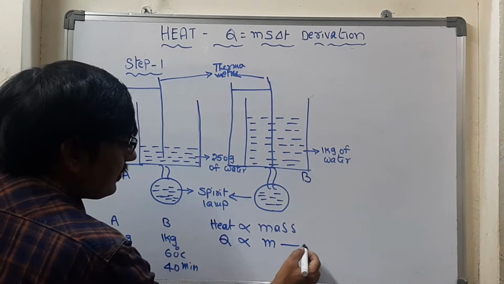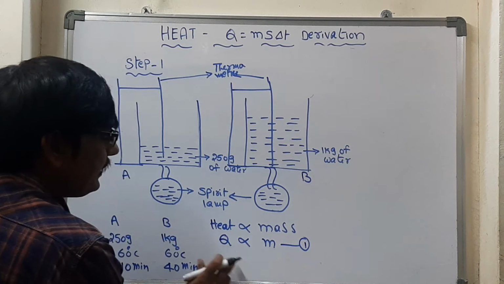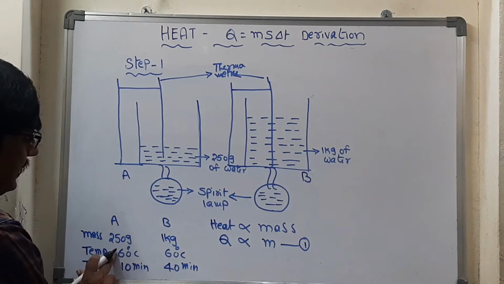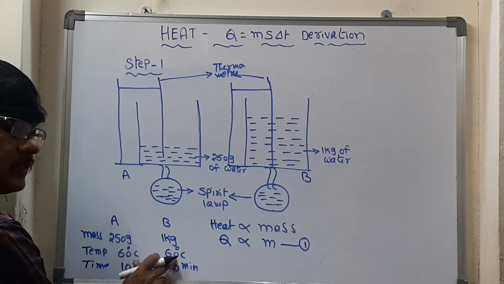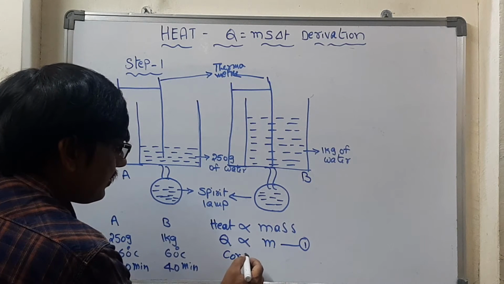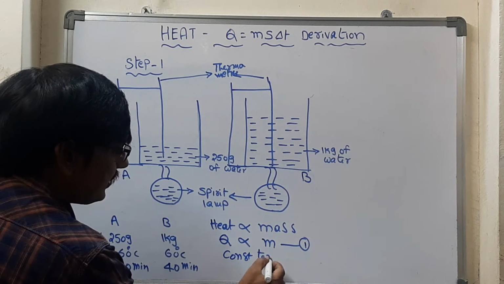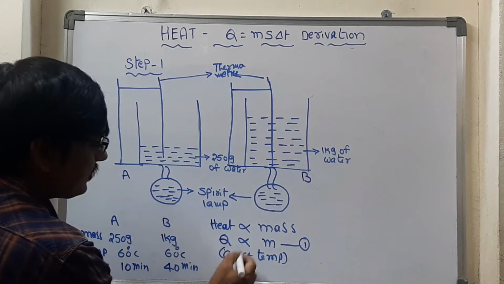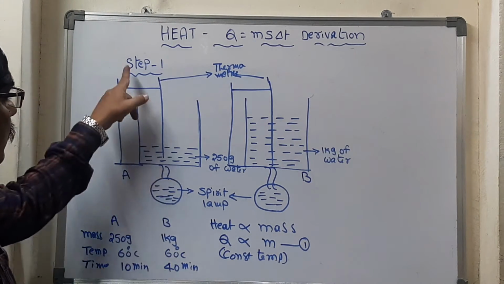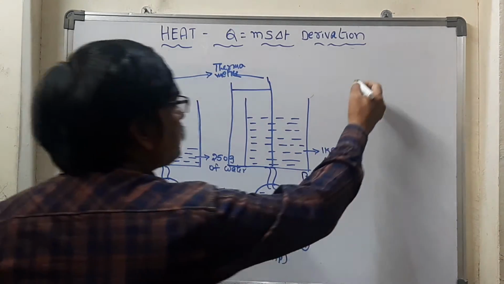Now let us take this as equation 1. And here, what is the condition? The temperature is constant in both cases, right? Here it is 6 degrees Celsius, and here also 6 degrees Celsius. So this is at a constant temperature, and we should also write that in a bracket. Got it? Up to this part, step 1 is completed. Now let us go to step 2.